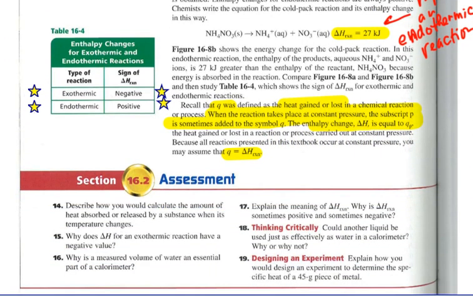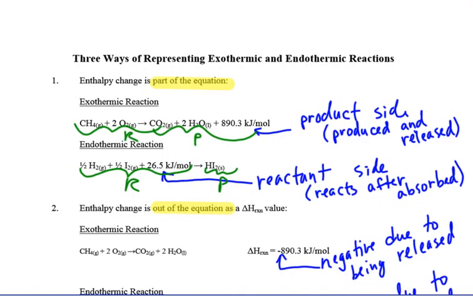Okay? I have another sheet here which kind of summarizes that too in a neater fashion. If enthalpy change is in the equation, you may want to highlight that. Exothermic, it's on the right, on the product side. Endothermic, it's on the left, the reactant side. So we have that little note there. If it's exothermic, it's on the product side because it's produced and released. Reactant side, if it's endothermic, because we have to absorb it.